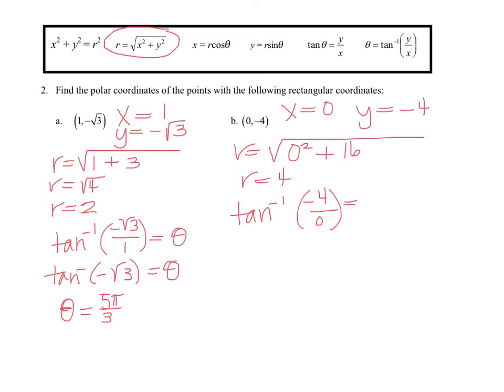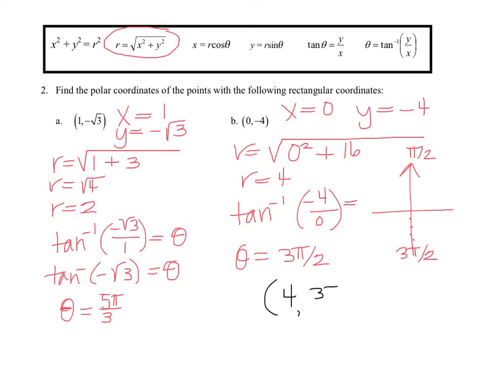Okay. So where is this going to be? Well, this is undefined. What that means is that the tangent is going to be either here at pi over 2 or down here at 3 pi over 2. Okay. So we're plotting the point 0, negative 4, which is down here, which means our angle is 3 pi over 2. So this has the polar coordinates r, which was 4, and 3 pi over 2. So it's right there. Okay.